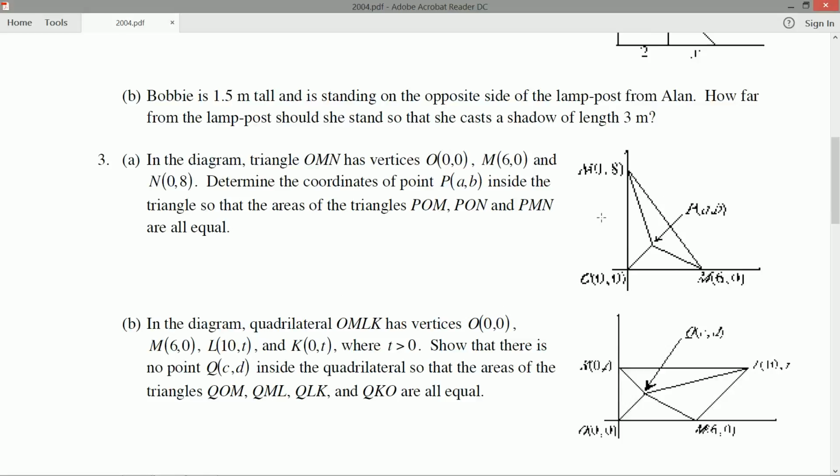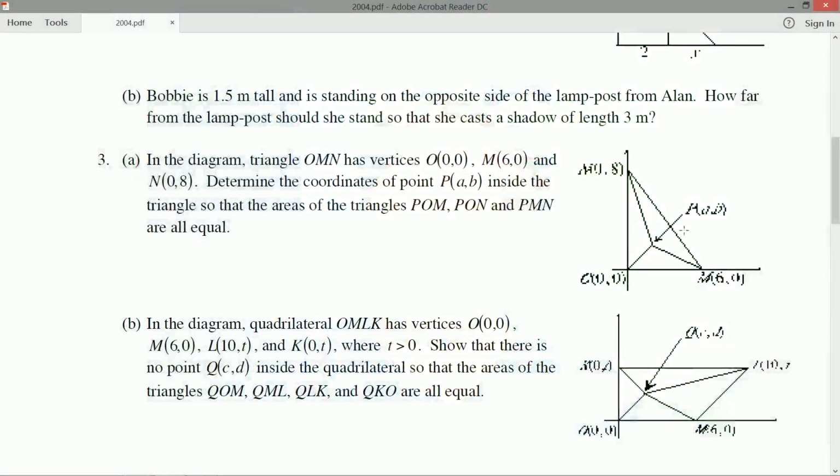So in the diagram, triangle OMN has vertices 0,0, 6,0, and 0,8. Already I'm starting to think right angle triangle, 6 and 8 for side lengths. The distance between M and N has got to be 10. That's just stuff you pick up as you keep going along. So 6, 8, 10, great Pythagorean triple. Now we're being asked to determine the coordinates of point P. So they're saying a, b, so we'll probably use the a and the b in some equations, inside the triangle, so that the areas of the triangles POM, PON, and PMN are all equal.